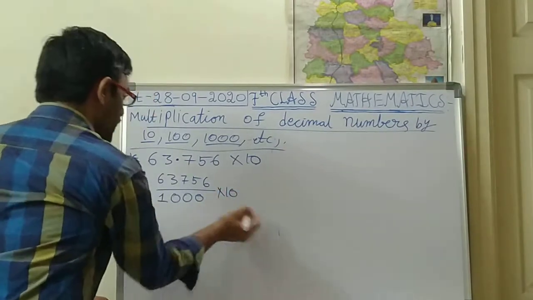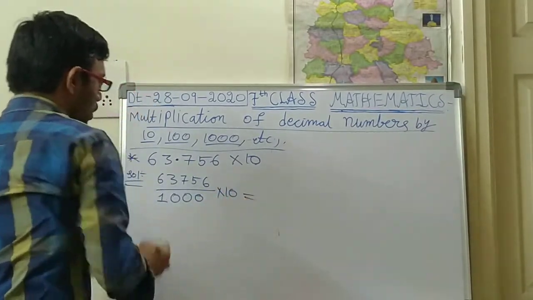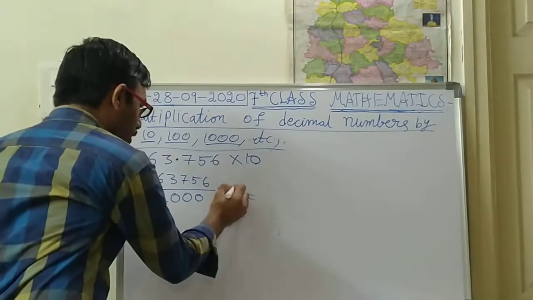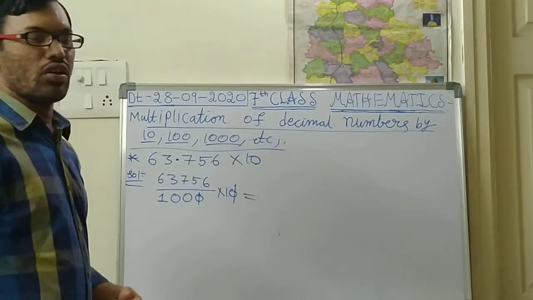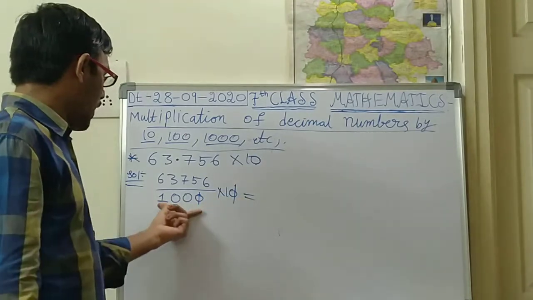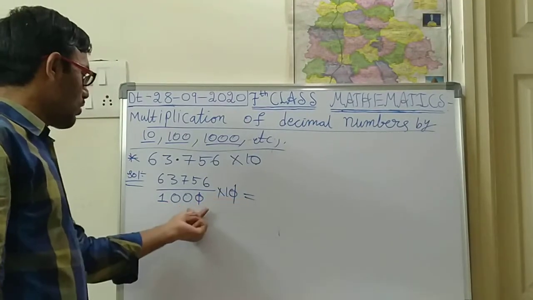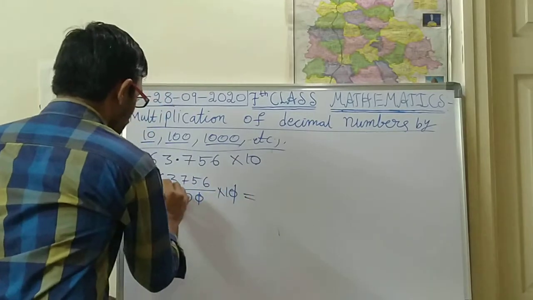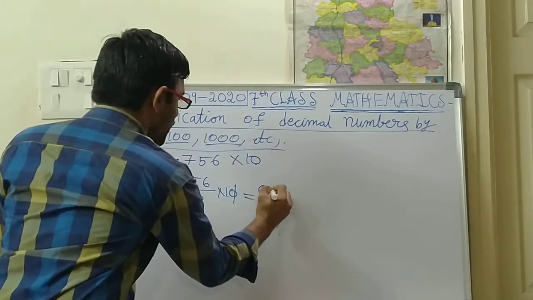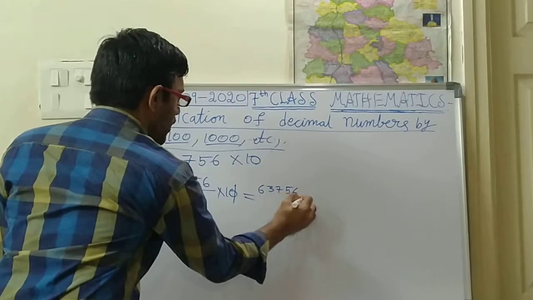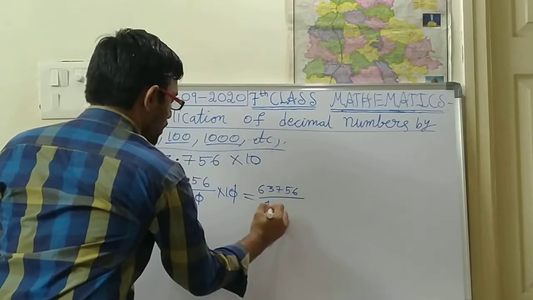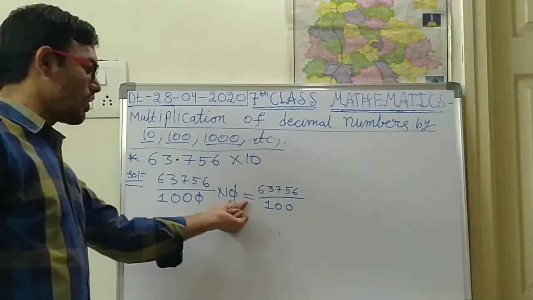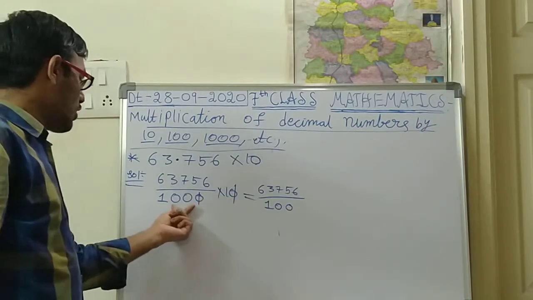So what is the result here children? So here the result is, 10 into 10, here it is divided. So 10, 10 I will cut, because 10 into 100 is 1000. So here cancellation will come. So what is the answer? 63756 by 100. Okay, so in the 3 zeros, 1 zero is cancelled with the 10, so only 2 zeros will remain.